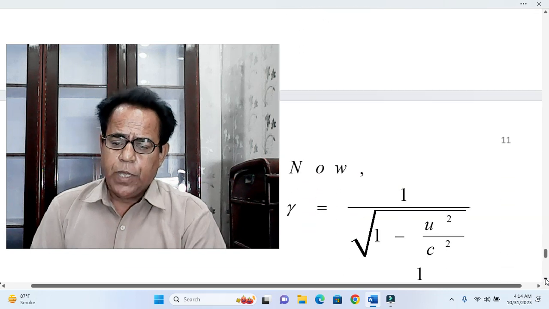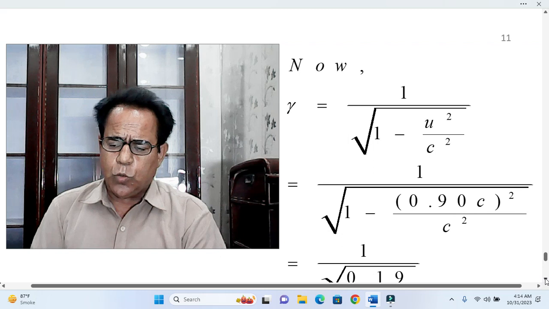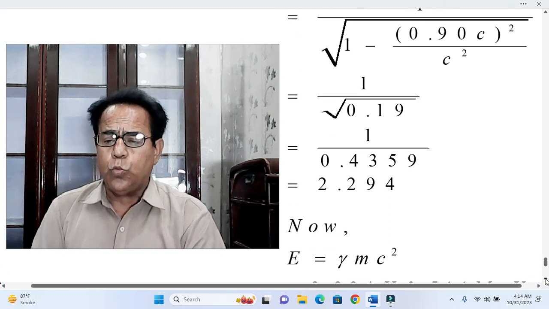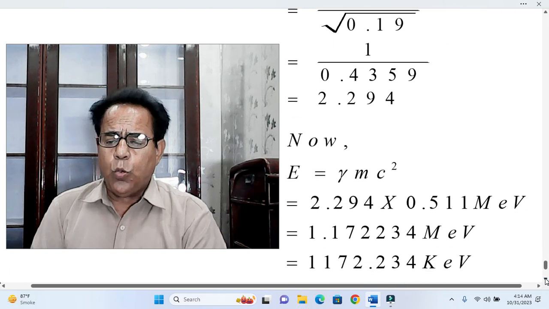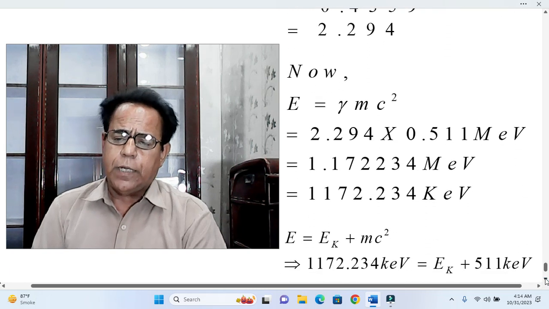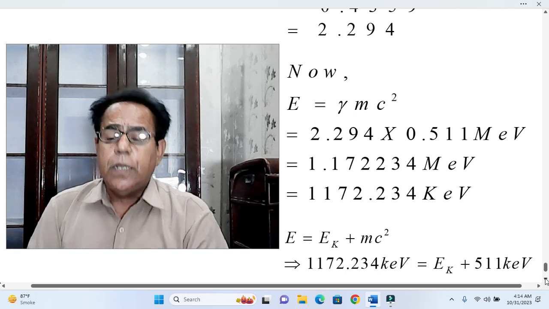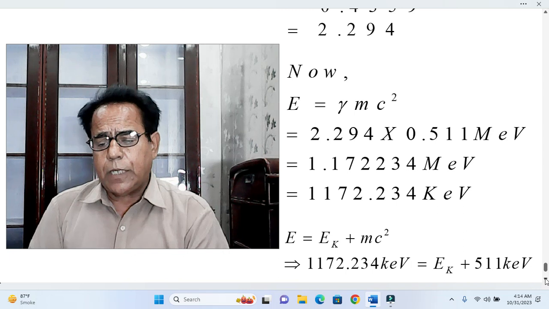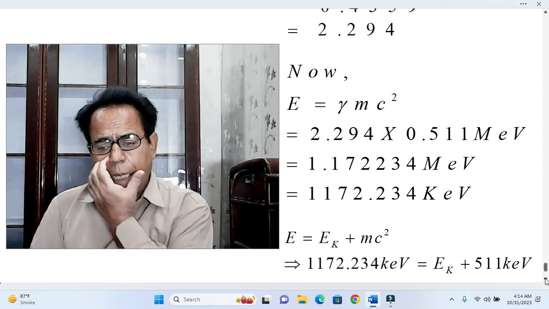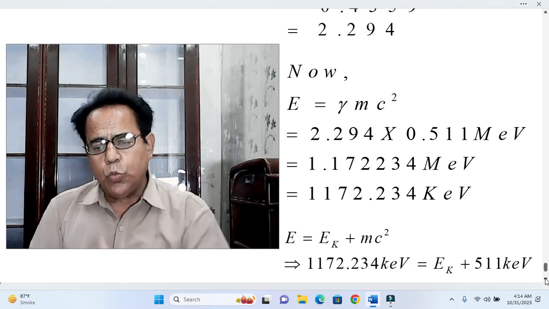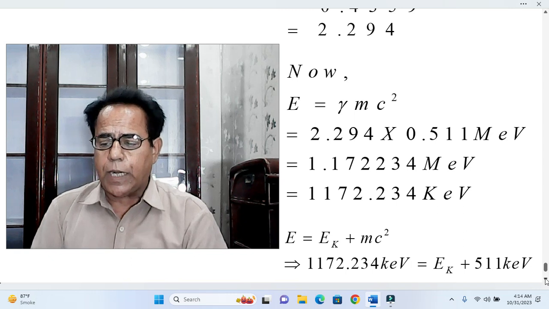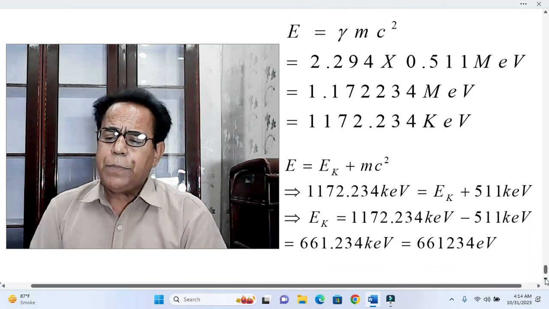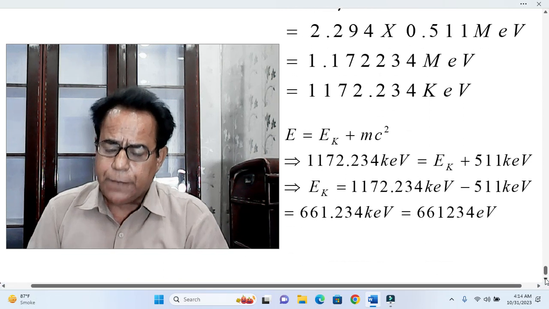Now we are going to find out the value of Lorentz factor gamma, which has become equal to 2.294, and next we are going to find total energy equal to gamma mc square. The value of gamma has been found in the previous step, and hence total energy E has become equal to 1.172234 million electron volt, and in the next step we have converted it into kilo electron volt. This step is not necessary, it is just a matter of discretion.